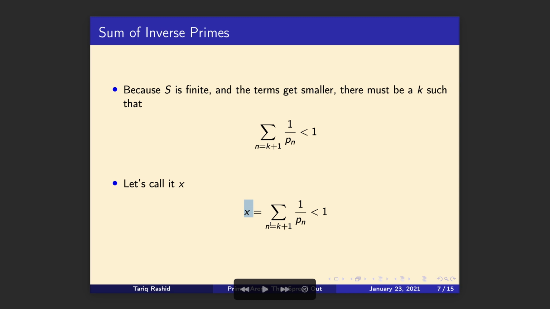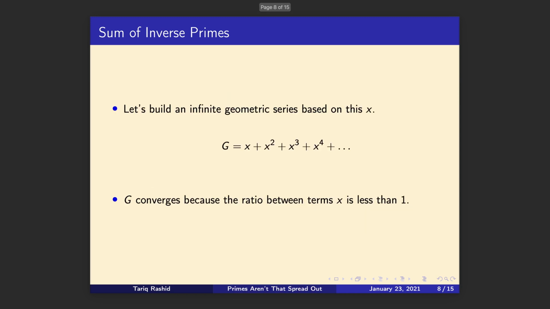So that sum, if we started at the k plus 1th prime, is going to be x, and that's less than 1. We can construct that. Now because x is less than 1, if we construct a geometric series out of it like this, x plus x squared plus x cubed and so on, we know from simple school maths that this thing converges because the convergence criteria for a geometric series is that the ratio between the terms is less than 1. So we've constructed this as well by design. Okay, great. We're just building up some preparatory building blocks. We've built x and we've built g.